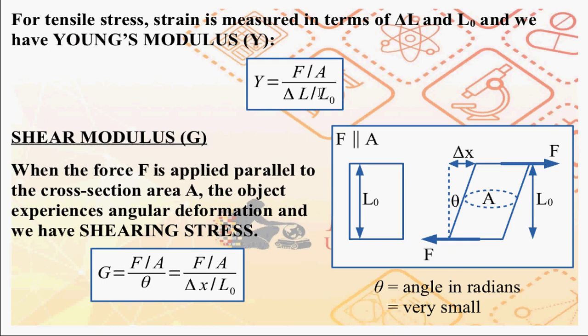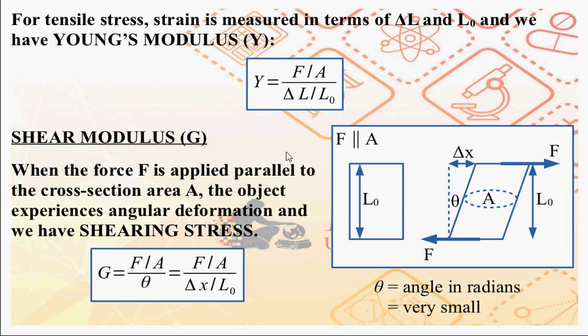And the strain is measured in terms of delta L and L0, delta L divided by L0. Meter divided by meter. Strain does not have a unit. So Young's modulus is equal to stress over strain, which is equal to F over A divided by delta L over L0.